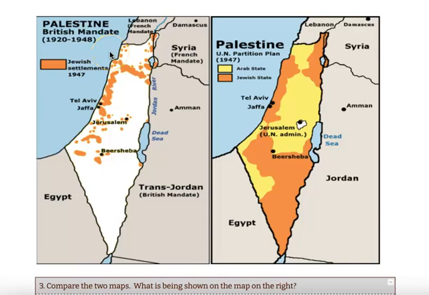Looking at complex maps requires us to look carefully at the titles and the legends before we try to make sense of the map itself. Especially true when we are looking at two different maps. In this case, you can see that this left map is showing us the land of Palestine, the name for this area in the early part of the 1900s. And it's showing this land when it's under the control of the British between 1920 and 1948.